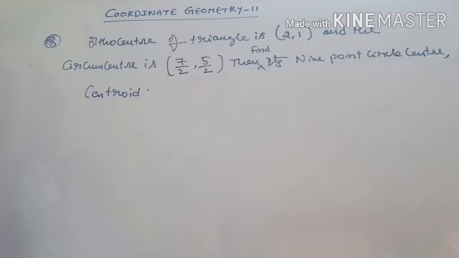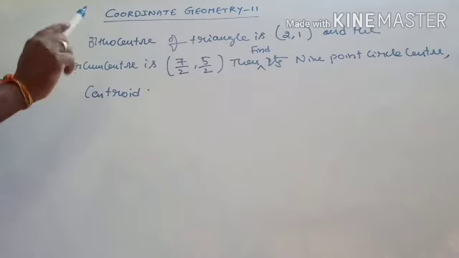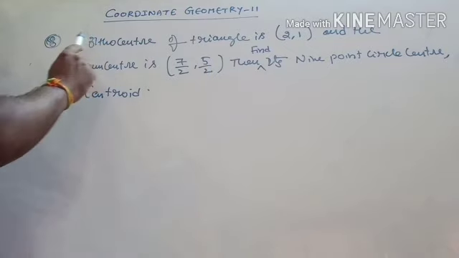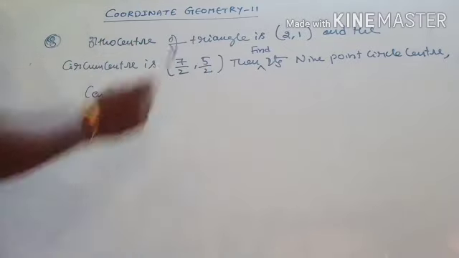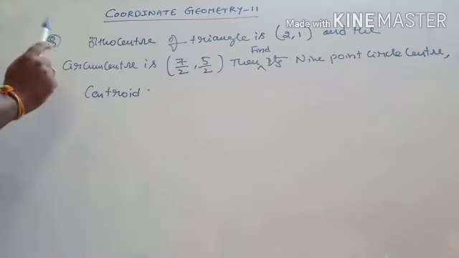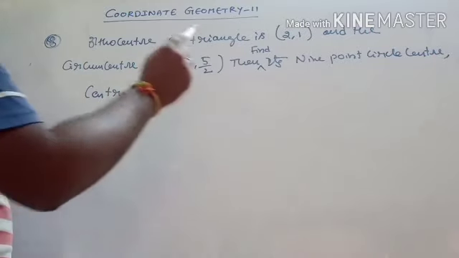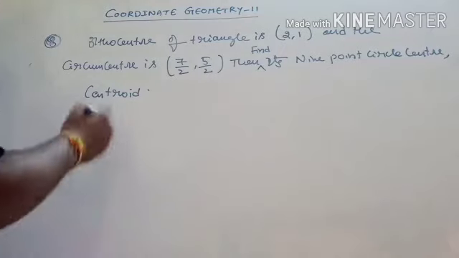Now we have one more problem, same concept, to strengthen your concept, because it is very very important from the mains and advanced point of view. We have taken one more problem. From this we need to find the 9-point circle center and centroid. Right? They given the orthocenter. See here, the orthocenter of the triangle is 2 comma 1, and the circumcenter is 7 by 2 comma 5 by 2. Then find its 9-point circle center and centroid.